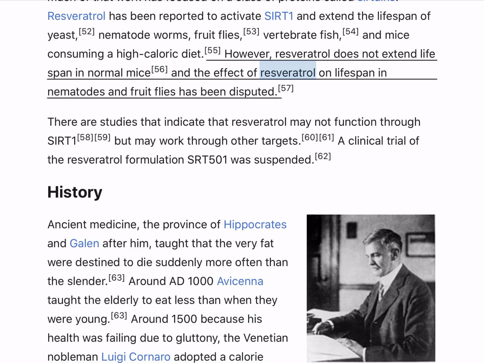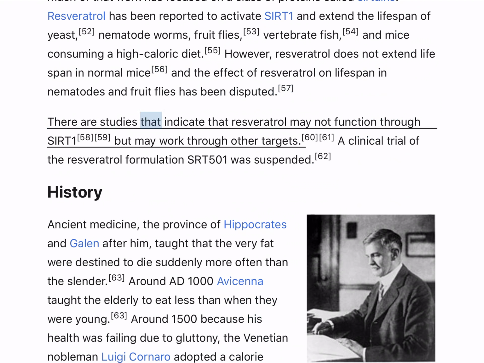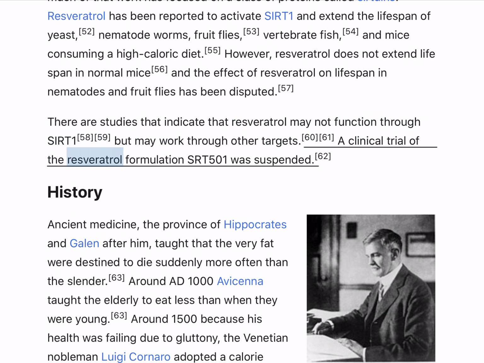And the effect of resveratrol on lifespan in nematodes and fruit flies has been disputed. There are studies that indicate that resveratrol may not function through SIRT1, but may work through other targets. A clinical trial of the resveratrol formulation SRT-501 was suspended.